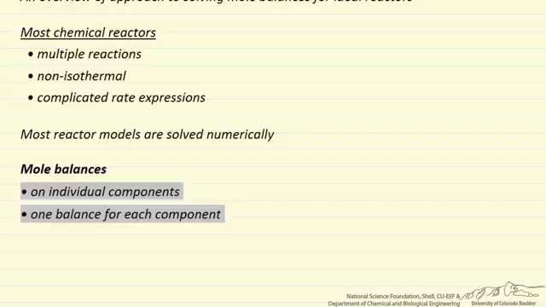So if I have species A, B, and C, I'll write down a mole balance for A, another mole balance for B, and another mole balance for C. That is, we're writing one balance for each component.